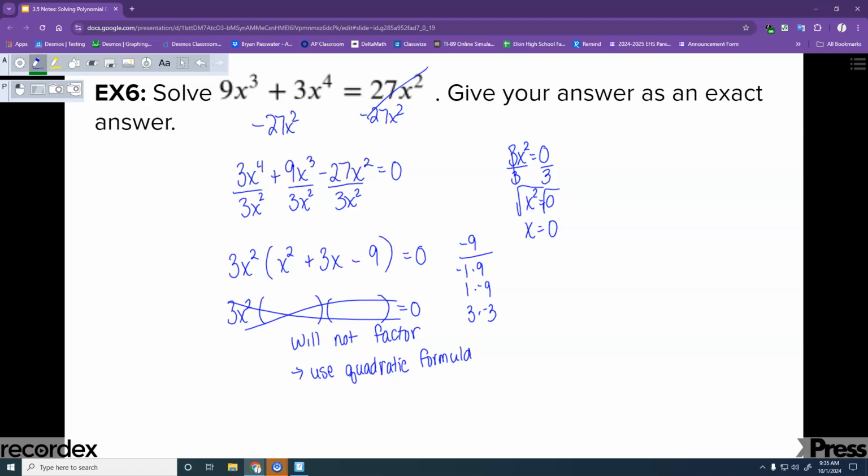But the other part is x squared plus 3x minus 9 equals 0. And we said that part's not going to factor, so we have to use quadratic formula. What was quadratic formula? X equals. All right, we'll say Miss Ball's chant. Opposite of B. You gotta repeat after me. Opposite of B.